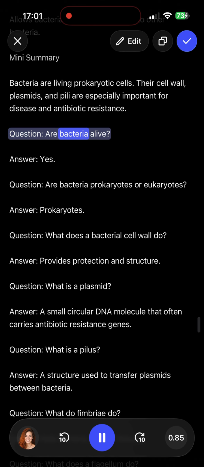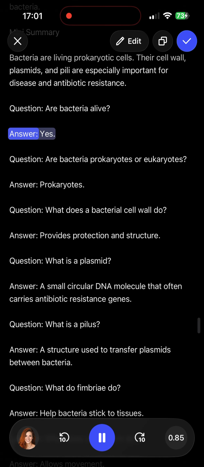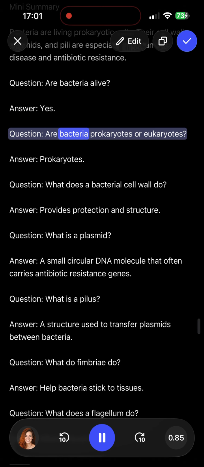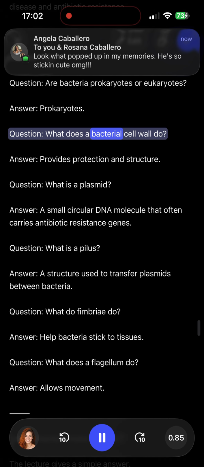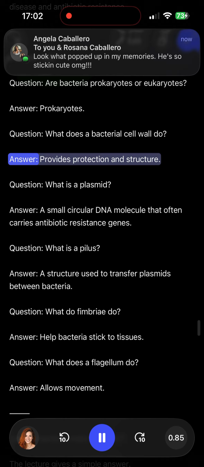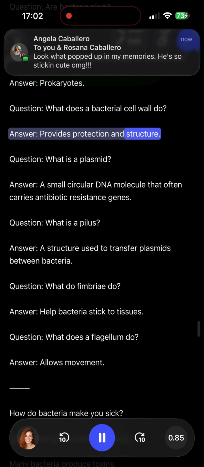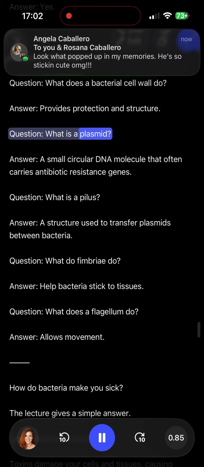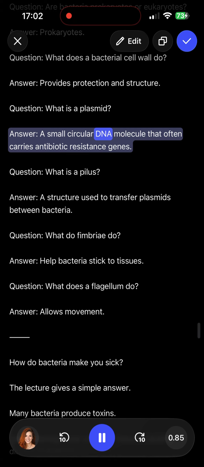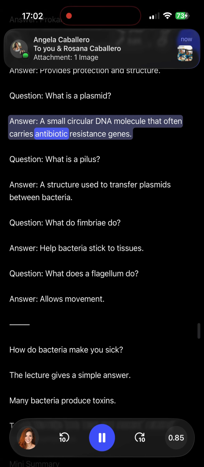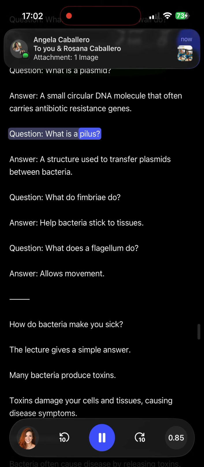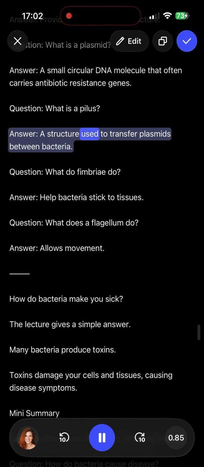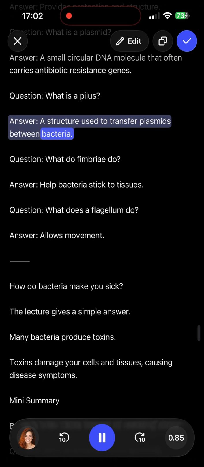Question: are bacteria alive? Answer: yes. Question: are bacteria prokaryotes or eukaryotes? Answer: prokaryotes. Question: what does a bacterial cell wall do? Answer: provides protection and structure. Question: what is a plasmid? Answer: a small circular DNA molecule that often carries antibiotic resistance genes. Question: what is a pilus? Answer: a structure used to transfer plasmids between bacteria.